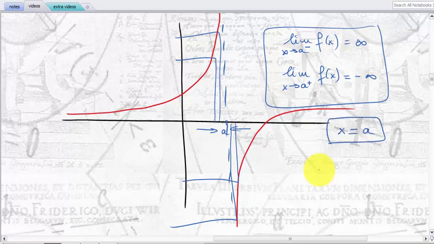Okay, so here is another notation for the limit, and it describes a vertical asymptote. So writing this or writing that the graph has a vertical asymptote at x equals a is the same thing. It's two ways of expressing the same vertical asymptote.